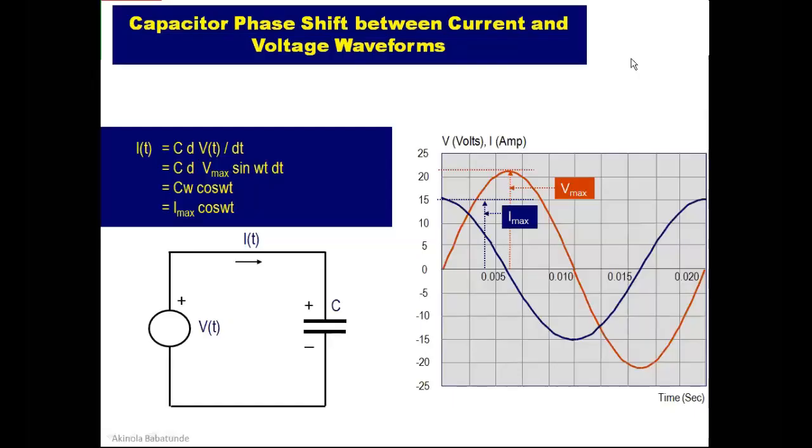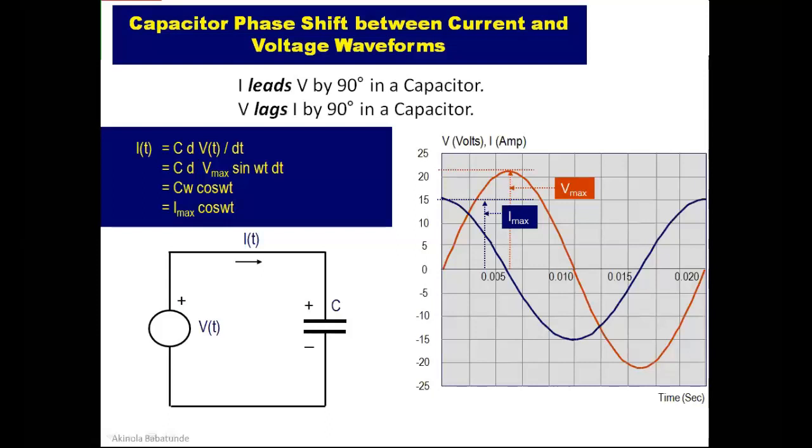Capacitor phase shift between current and voltage waveforms. So we're going to talk about current and voltage waveforms, and then the capacitor phase shift. There are two things you need to know, and those two things are these. Now, current leads voltage by 90 degrees in the capacitor.